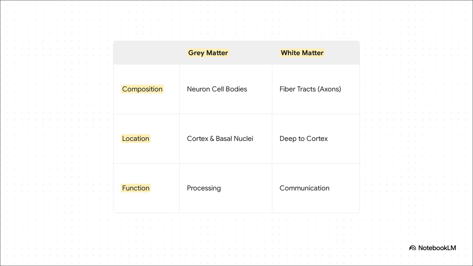White matter, on the other hand, is made of those fiber tracks, the axons we just talked about. Its whole job is communication, connecting everything. It's located deep inside, underneath the cortex. So you can think of it like this. The gray matter is kind of like all the computers, and the white matter? That's all the Ethernet cables hooking everything together.